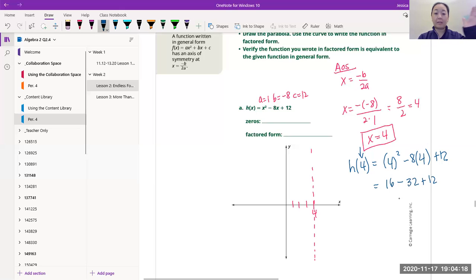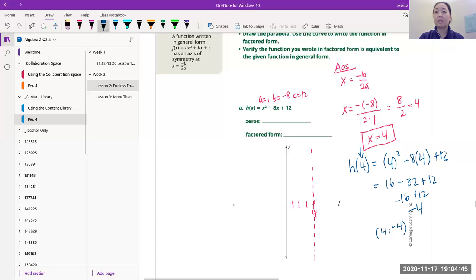Now we're going to go left to right. So we're going to subtract first, and then we're going to add. You do not add 32 plus 12 first, because technically that's a negative 32. If you want to take the negative along with you, you could totally do that. But 16 minus 32 is negative 16, plus 12, and that's going to be negative 4. So basically, my vertex is going to be (4, negative 4).